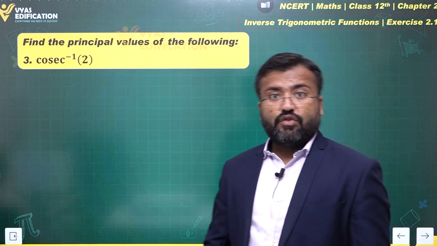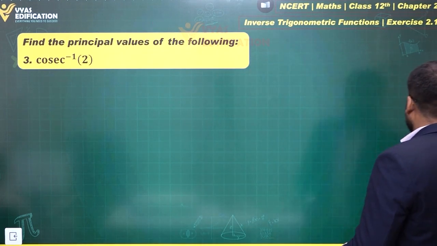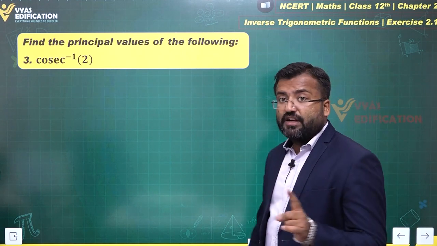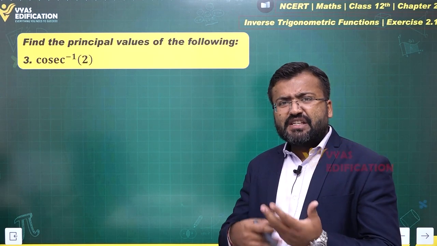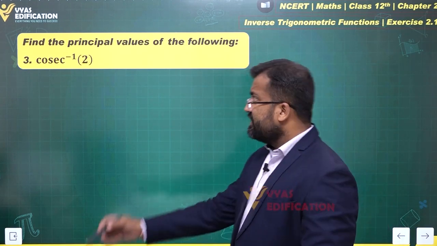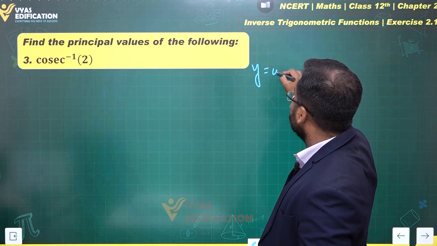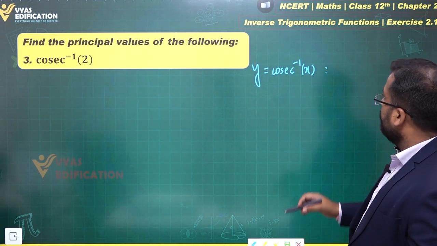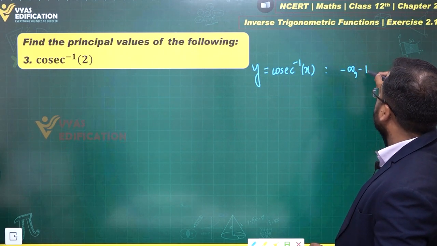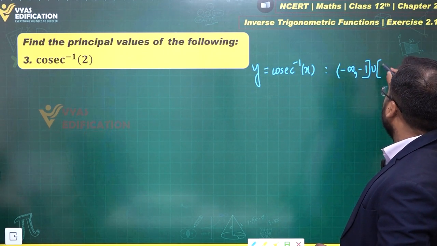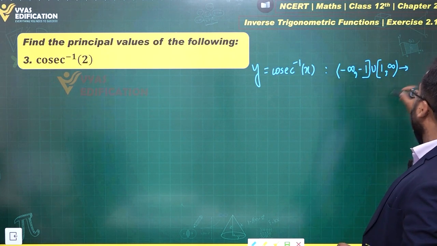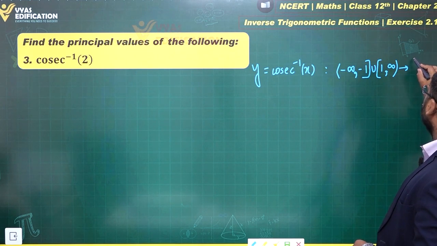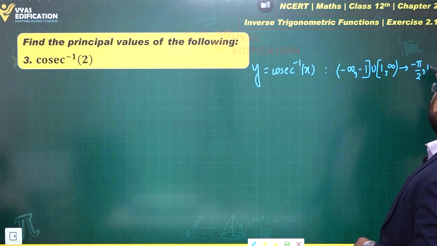Cosec inverse 2. Now what happens in cosec inverse 2? Let's take a look at that. For cosec inverse, the domain and range are similar, not exactly the same, and are basically dependent on sine inverse first. So y equals cosec inverse x. The domain is minus infinity comma minus 1 union 1 comma infinity, and from here the range is, what is the range? Minus pi by 2 comma pi by 2.